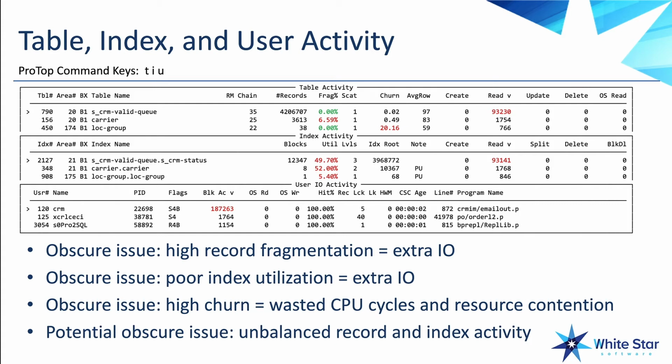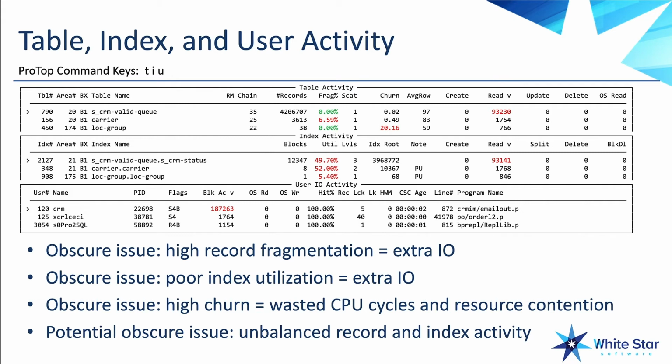For instance, in the table information, you see that there's a red metric here for fragmentation percentage. That means that the records within the carrier table are fragmented 6.5% of the time, or basically a little less than 1 out of every 10 reads that you do, you're going to do an extra read. So that's extra I/O that you didn't have to do.